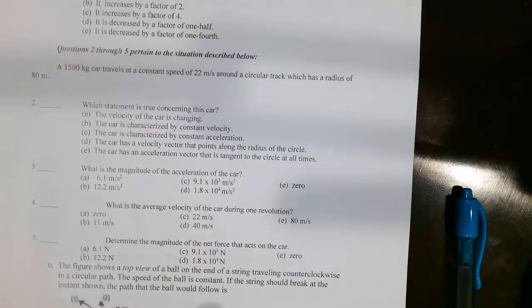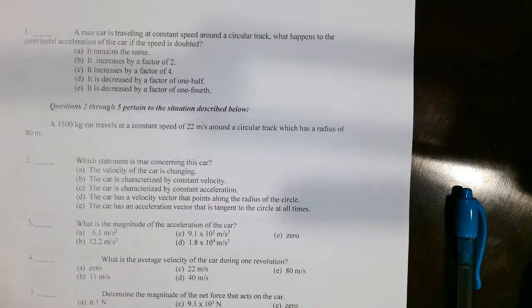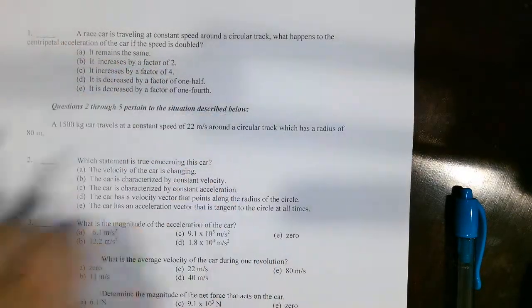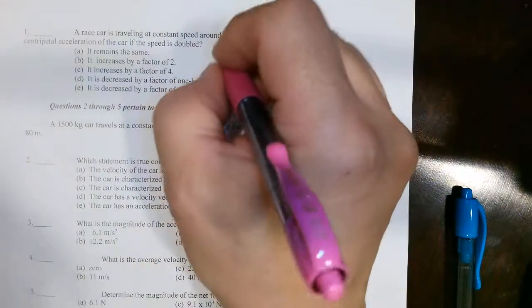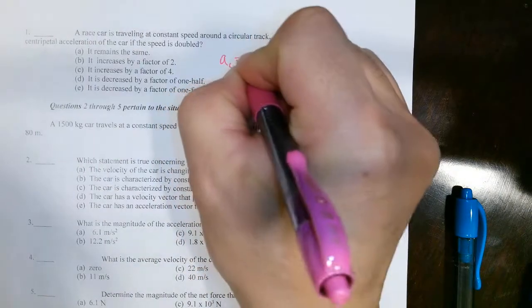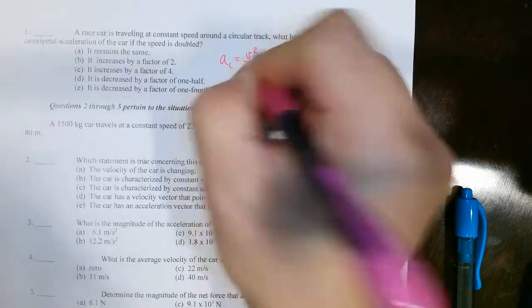All right, so here, a race car is traveling at a constant speed around a circular track. What happens to the centripetal acceleration of the car if the speed is doubled? Well, a sub c is equal to v squared over r, right?